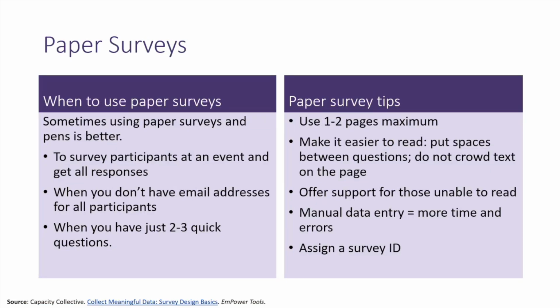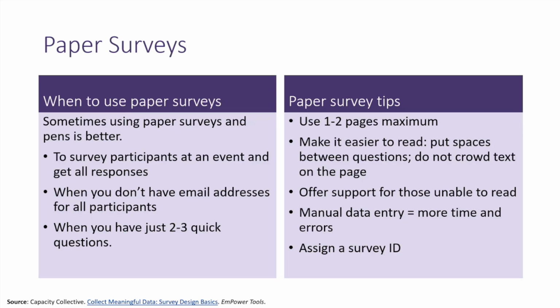And this is just some additional information on paper surveys, when you would want to use them and some tips. Sometimes using paper and pen can be better if you're trying to survey participants at an event and getting all the responses, if you don't have things like email addresses, when you just have a couple quick questions to ask folks. And that leads into some of the tips, which is it's really nice if you're doing a paper survey to have it maybe front or back, just 1 to 2 pages maximum. Making it as easy to read as possible, putting spaces between the questions.